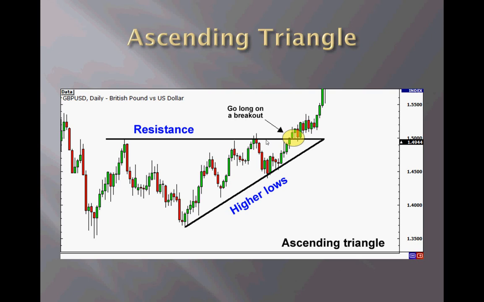Ascending triangles form when the resistance level is flat and the market price continues to make higher lows. This is a sign that the bulls are slowly trying to gain momentum over the bears. The story behind the ascending triangle is that each time the price reaches a certain high, there are several traders who are convinced about selling that level, resulting in the price dropping back down.